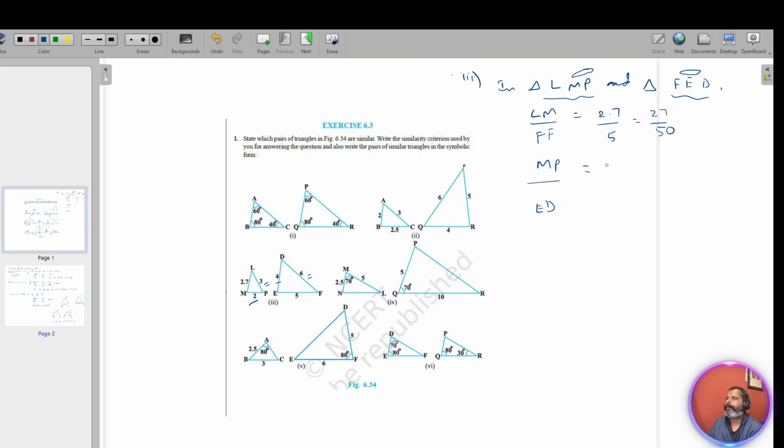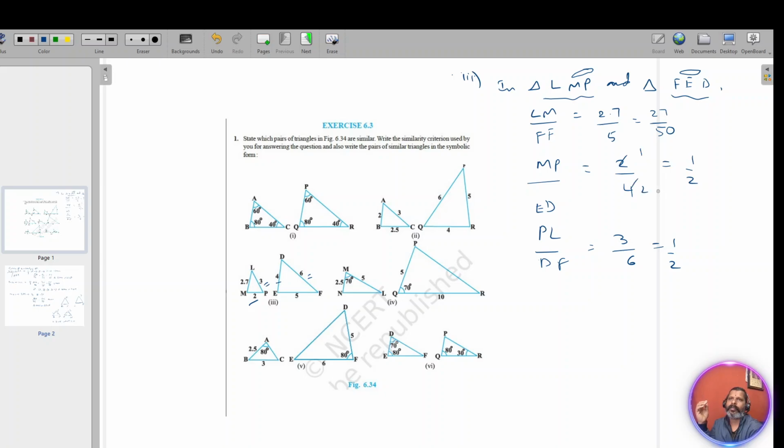What is ED? MP is what? 2. ED is what? 4. That is 1 by 2. Then take PL by, when you say PL, it should be DF. Please pay attention. This is very important. A 1 mark question will come on identifying corresponding sides or corresponding angles. PL is how much? 3. DF is how much? Sorry, DF is 6, which turns to 1 by 2 after cancellation.